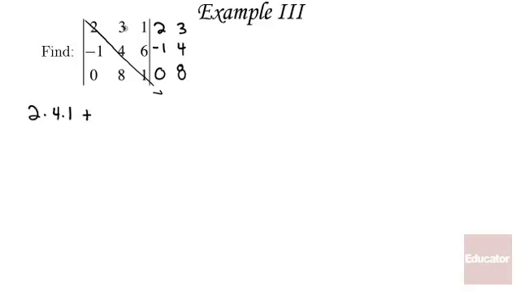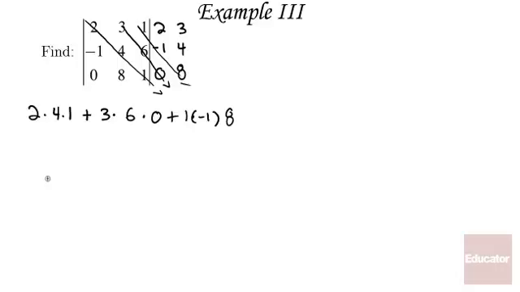Then I'm going to add that to the product of this next diagonal, which is 3 times 6 times 0. For the next diagonal, I have 1 times negative 1 times 8. Okay, so that took care of those diagonals.